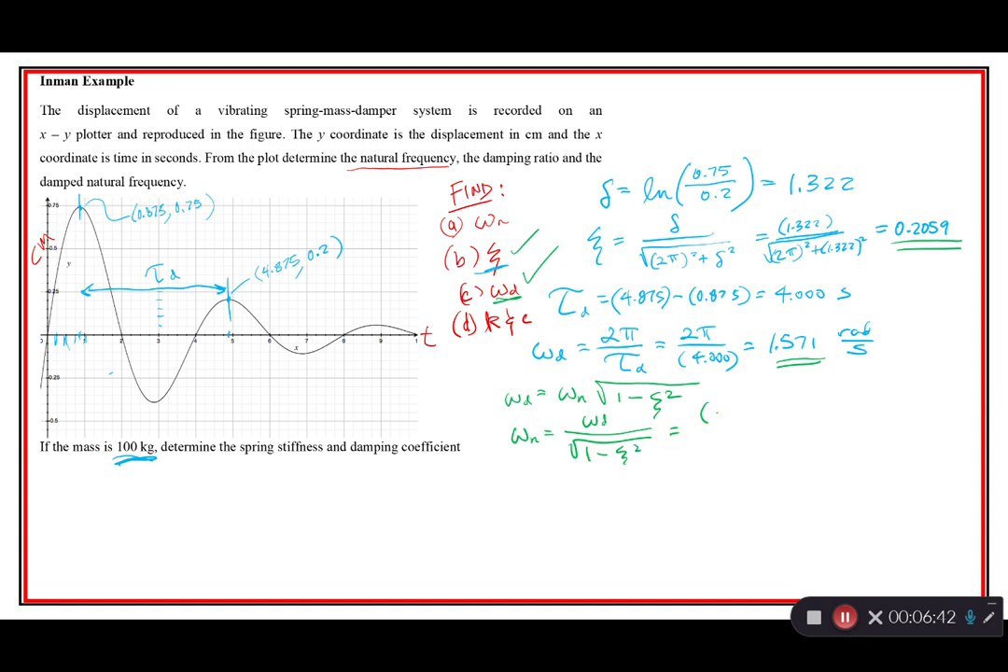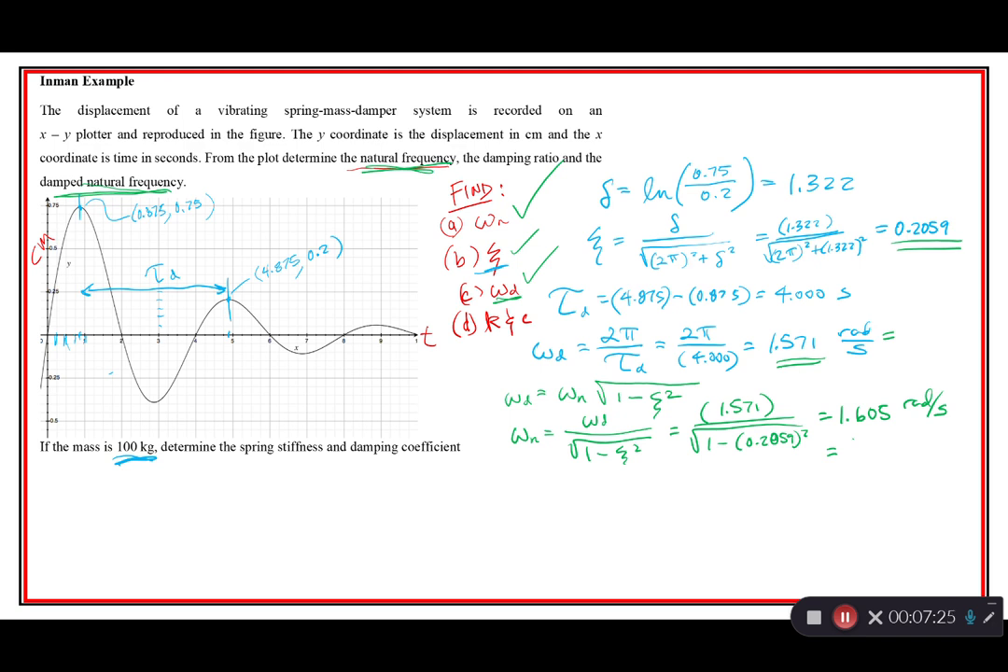And so omega d is going to be 1.571 divided by the square root of 1 minus 0.2059 squared. And if we did that right, we got 1.605 radians per second. And we can take a look, and so that's going to be this guy. They didn't mention what the units were going to be for natural frequency, either the undamped natural frequency or the damped natural frequency. We could leave it right here. We could also divide by 2 pi, which I haven't done.